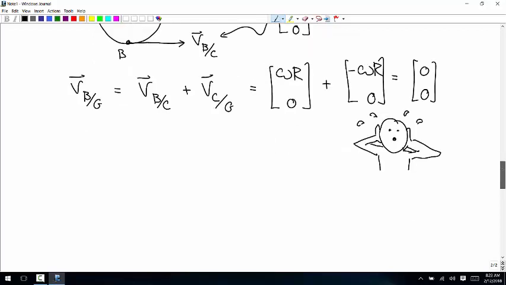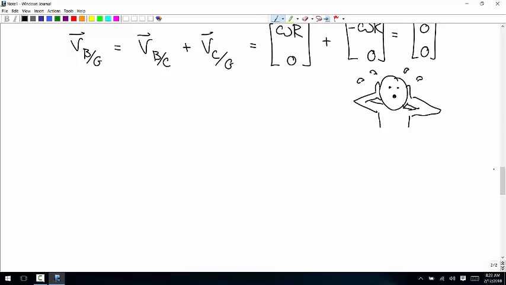Okay, so now we're going to calculate the velocity vector at the top of the circle, top of the wheel. The approach is the same. The velocity of the top relative to the ground, that's what we're trying to find, is equal to velocity of the top relative to the center plus the velocity of the center relative to the ground. Okay, let's do acceleration first.